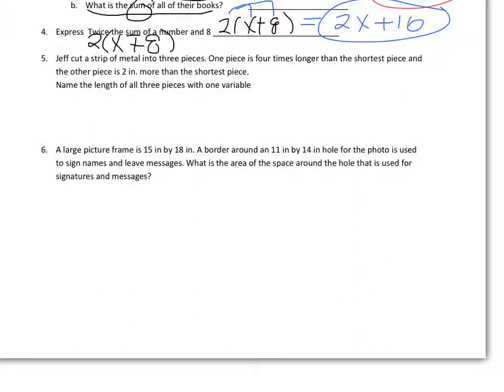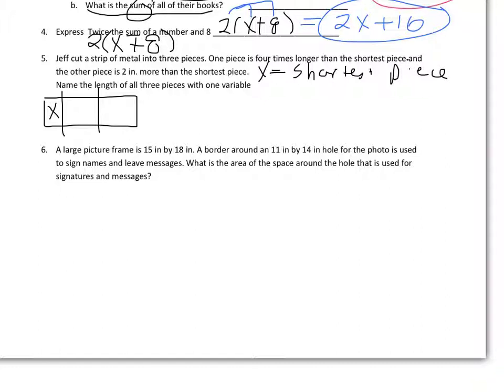Okay, so looking at this next one, Jeff cut a strip of metal into 3 pieces. So that's a piece of metal, there's a piece, there's another piece, there's another piece. One piece is 4 times longer than the shortest piece, and the other piece is 2 more inches than the shortest piece. So we're comparing the long piece and the other piece to the shortest piece. So we want the shortest piece to equal x. So I'm going to write that x there. Say x equals shortest piece.